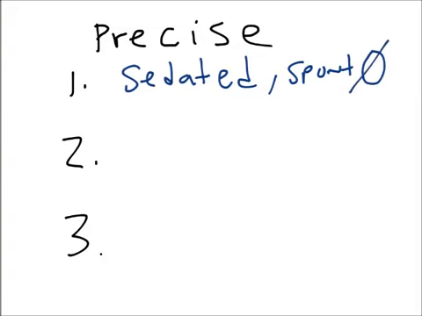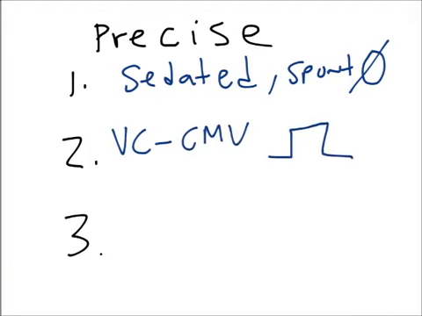So I can still get a measurement, it just might not be as precise. Another thing is it's more ideal to use volume control ventilation and with a square waveform setting. So square flow is a constant flow. And with constant flow, my resistance will be constant.